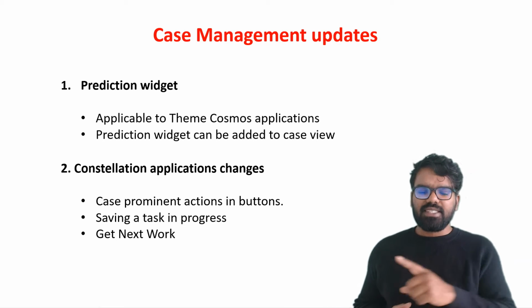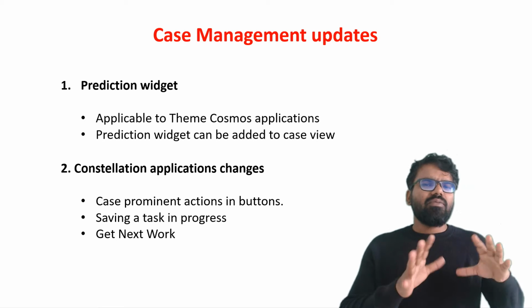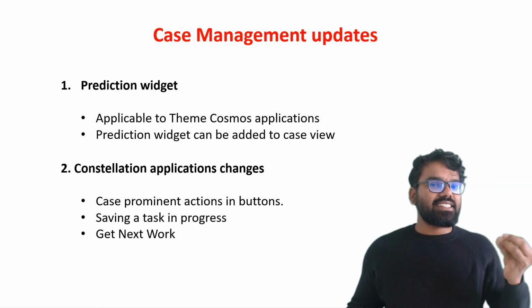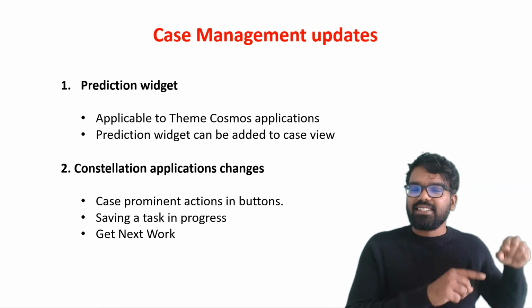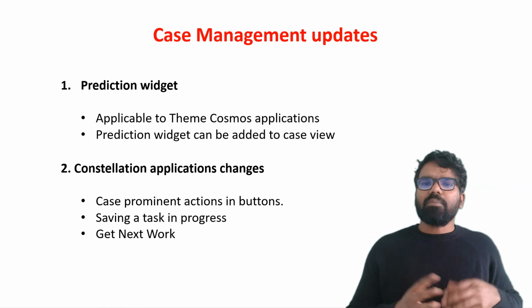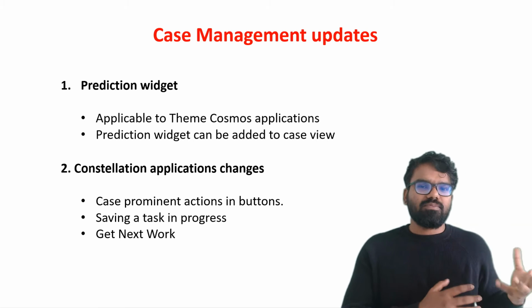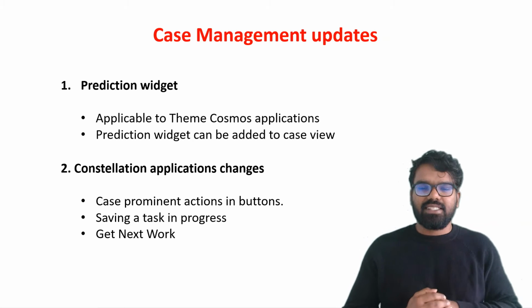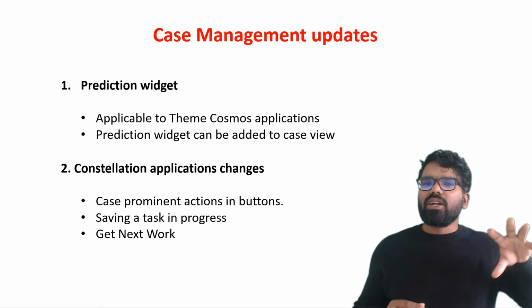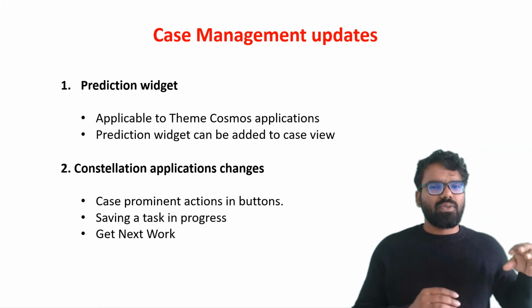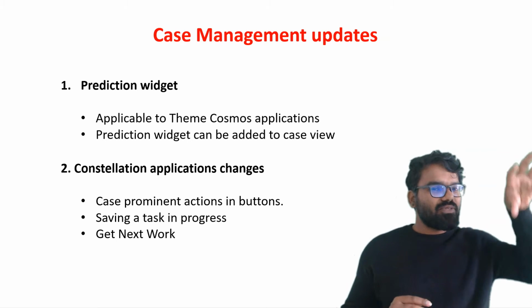You can see first is the case prominent actions button. We already know that if you want to take some actions on a case, we always go to the other actions button, take some actions, right? Sometimes those may not be prominent. It is always hidden under the other actions button, right? With 8.8, you can also define some prominent actions so that they can be visible outside of the other actions button.